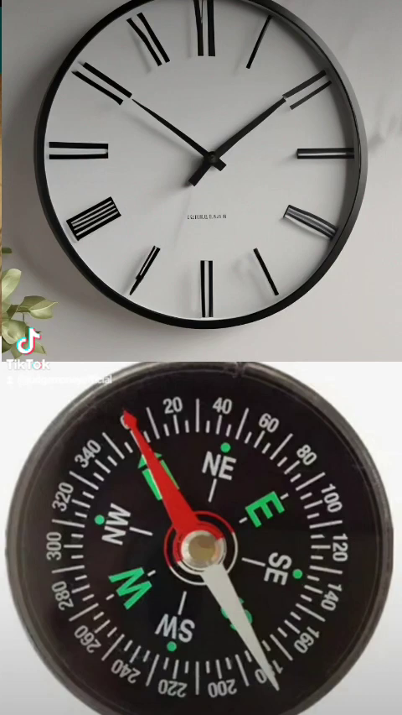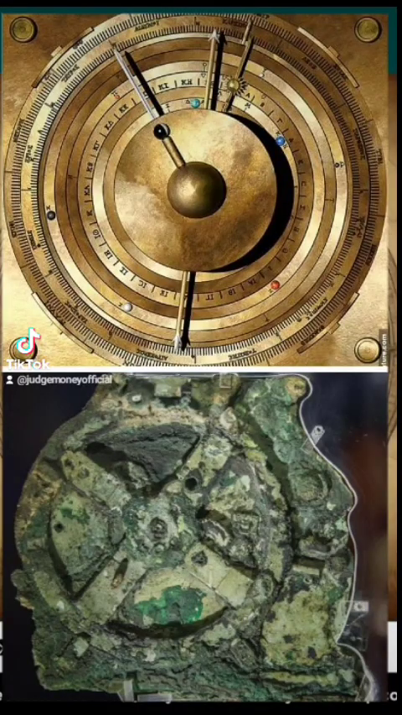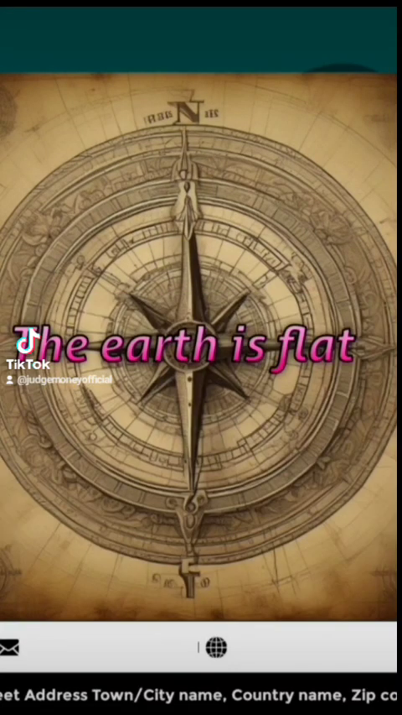The clock, the compass, the Antikythera, all of them are depicting what our Earth looks like. Because the Antikythera is used to calculate the lunar cycle. The clock is used to actually calculate the time in our realm, in our reality. And for that clock to work, there must be a center.